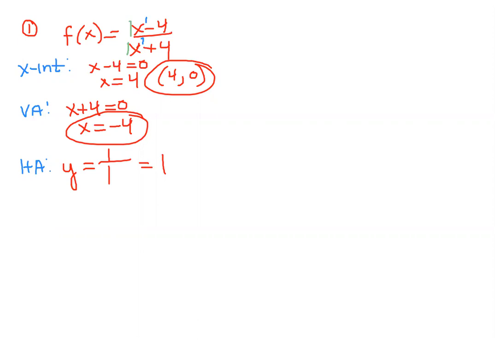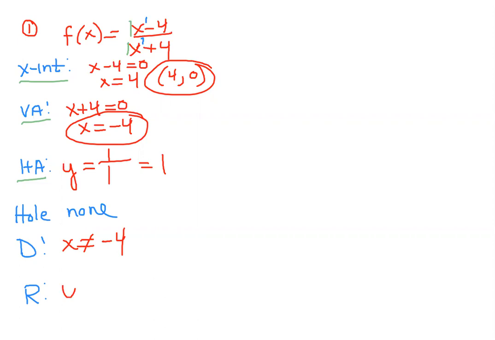So you've got all of those things off to the side there. You've got x-intercept, vertical asymptote, horizontal asymptote. Then you've got hole. There's none for this one. And you've got domain and range, and domain and range is same as before. Domain goes with vertical asymptote, so x not equal to -4. And the range goes with the horizontal, y not equal to 1.